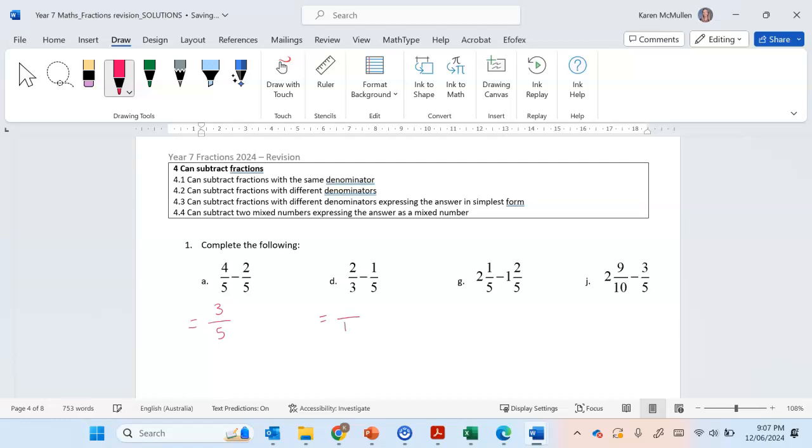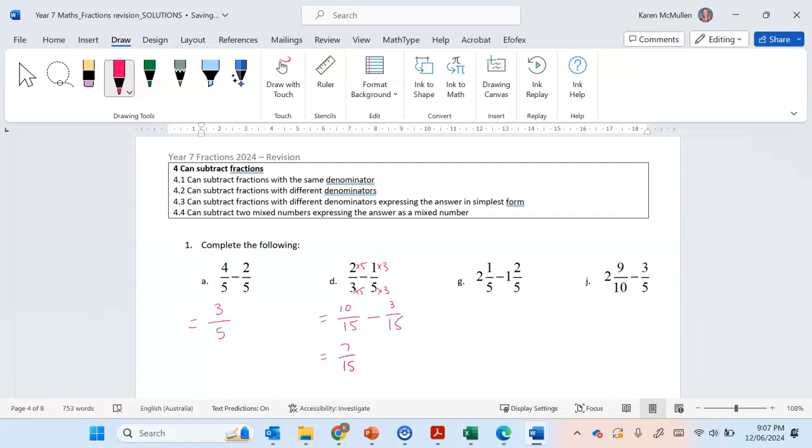So again, it's going to be over 15. So multiplying the 3 by 5 to get that 15, so we do the same to the top. And then we multiplied the 5 by 3, so we do that to the top. All right, so 10 over 15 minus 3 over 15 is 7 over 15.